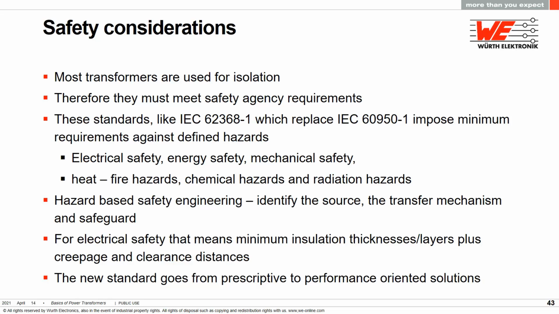It's a new standard, a bit different from the old one in that it's based on what they call hazard-based engineering. This is where you identify a source of a hazard, classify it, identify the transfer mechanisms to the operator, and then how to safeguard against it. For electrical safety in transformers, this usually means some kind of minimum insulation thickness and/or layers of insulation plus some creepage and clearance distances.